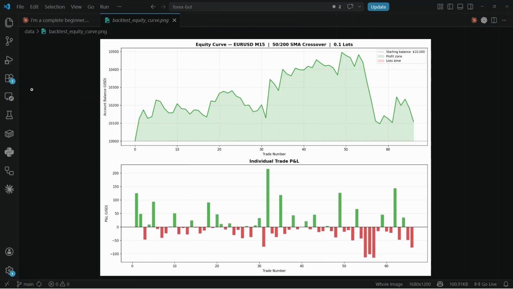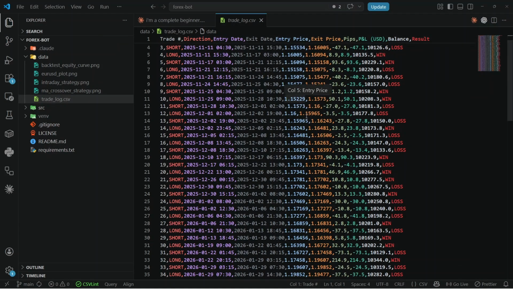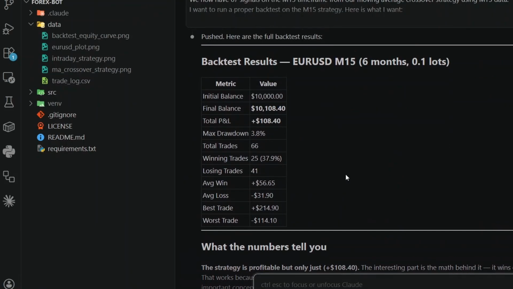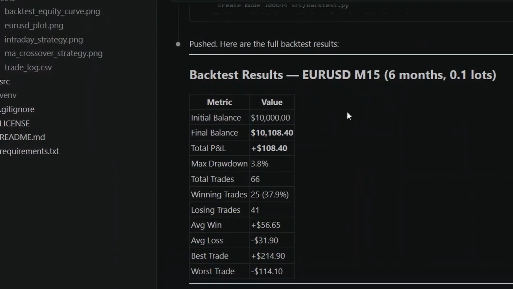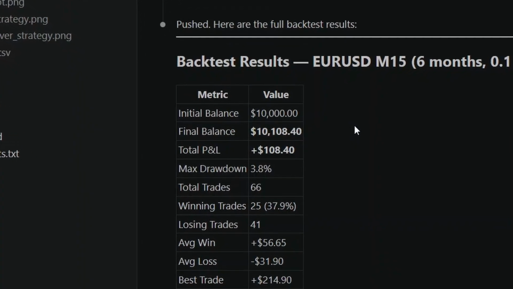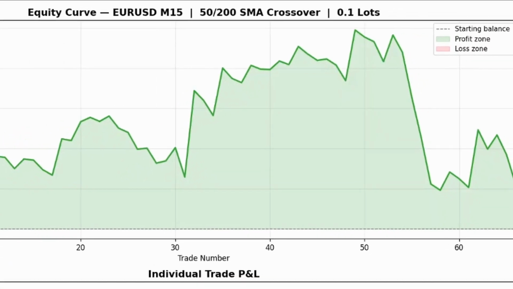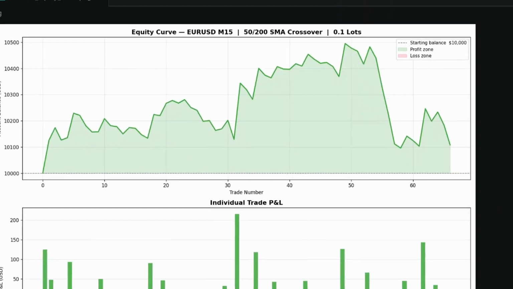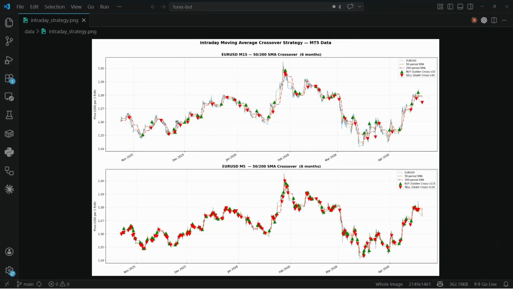This strategy loses more than it wins. 37% win rate. That means for every 10 trades it takes, 6 of them end in a loss. And yet, at the end of 6 months, it made money. That result confused me at first. And then Claude explained to me why it works. And honestly, it changed the way I think about trading strategies completely.